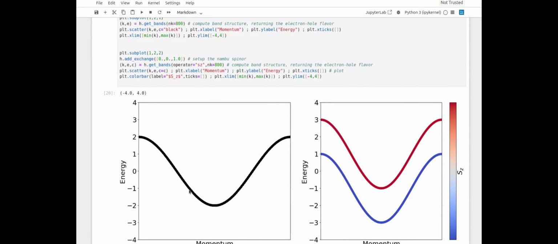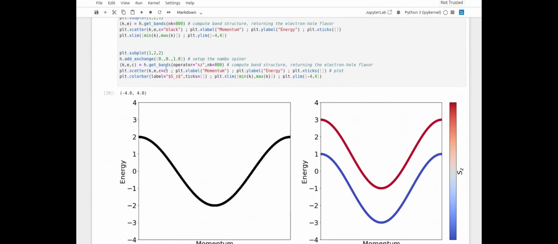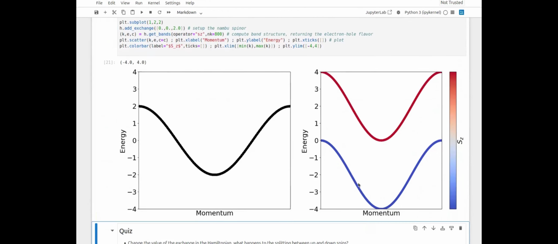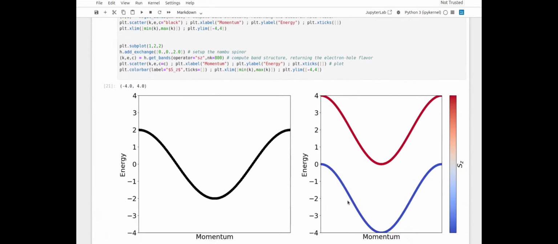So the band structure without an exchange coupling has a single band, and then when we add the exchange coupling, we get one band for spin up and another band for spin down. Okay, so first of all, we need to change the value of the exchange coupling in the Hamiltonian and see what happens to the splitting between up and down spins. So if we take a bigger splitting, then the splitting between the bands becomes bigger, right? So the value of the exchange coupling is effectively the splitting between these bands.